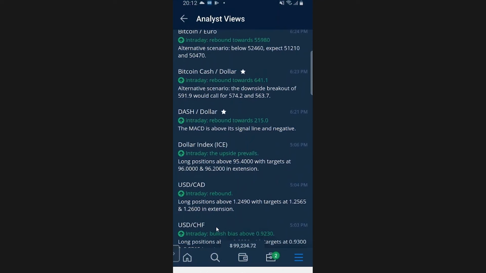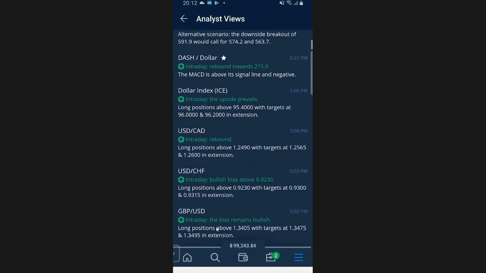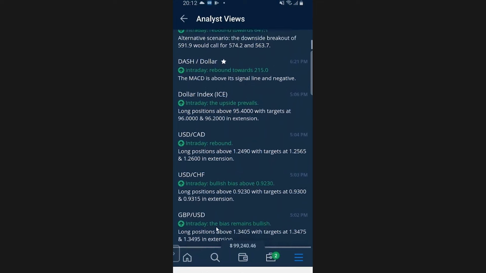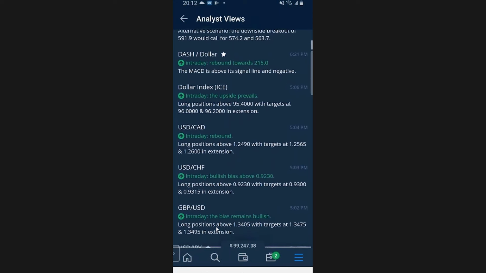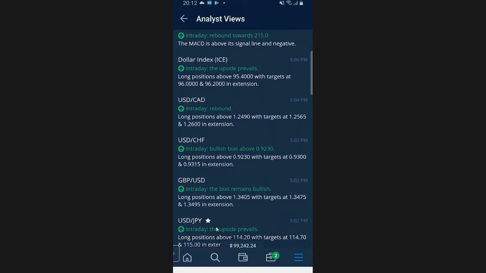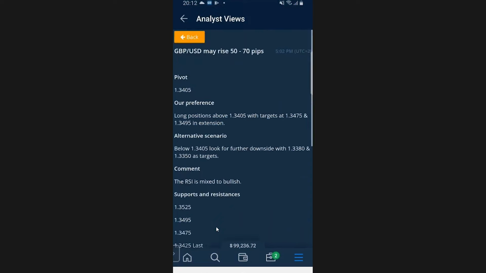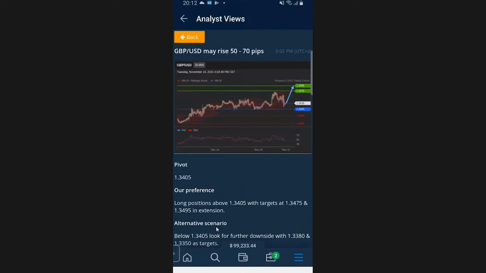Then we see something like USD Canadian, USD Swiss franc, and they've been climbing through the day. The US dollar has been very, very bullish. We see calling for the pound maybe to gain back against the USD. Maybe that's something that's interesting to look at because the US dollar did so well today.